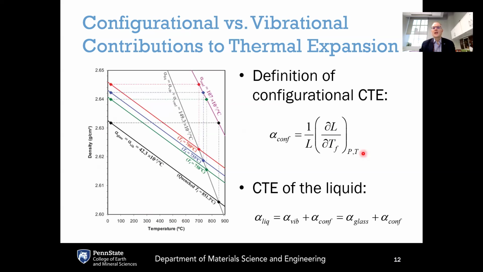temperature. If we wanted to get the expression for the vibrational CTE, all you have to do is swap the T and the TF. The vibrational CTE is dL by dT under constant P and constant TF. And for the configurational part, the derivative is with respect to changing configurations and therefore changing fictive temperatures under a constant physical temperature T and a constant pressure P.